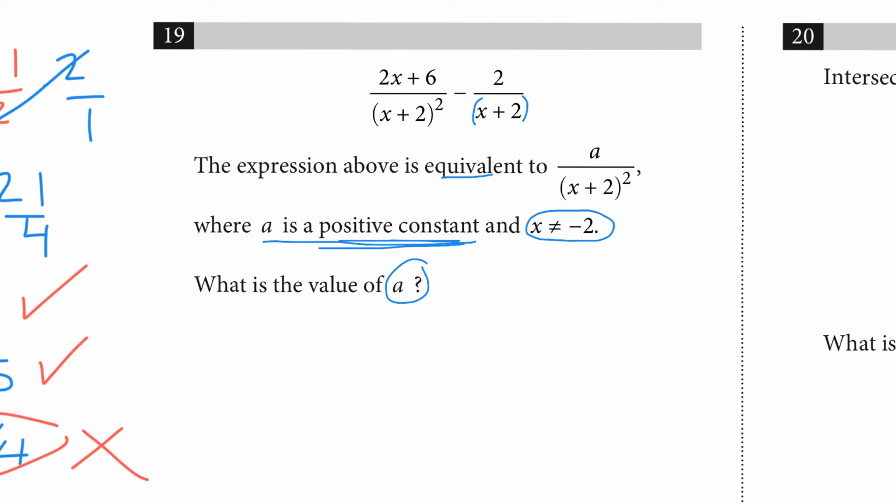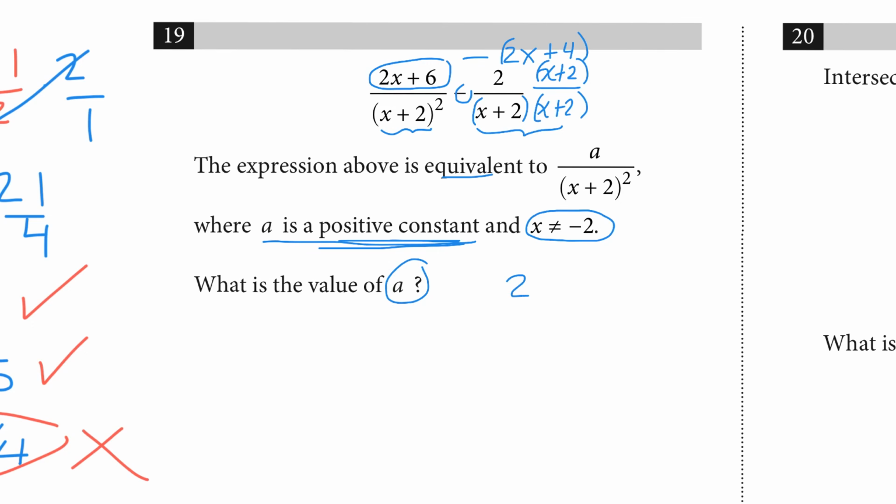So if this is x plus 2 squared, I need to have an x plus 2 squared also on this other term. So I'm going to multiply by x plus 2 and x plus 2 on both the numerator and denominator. And by doing that, I now have the same denominators. Okay. So then I'm going to distribute 2 times x plus 2. So I'm going to have here 2 times x is 2x, and then 2 times 2 is 4. But remember that I'm subtracting that from this 2x plus 6.